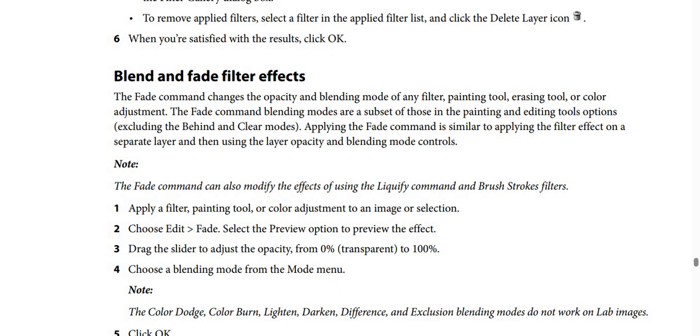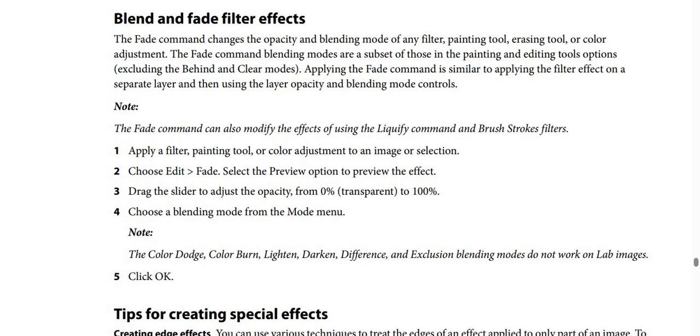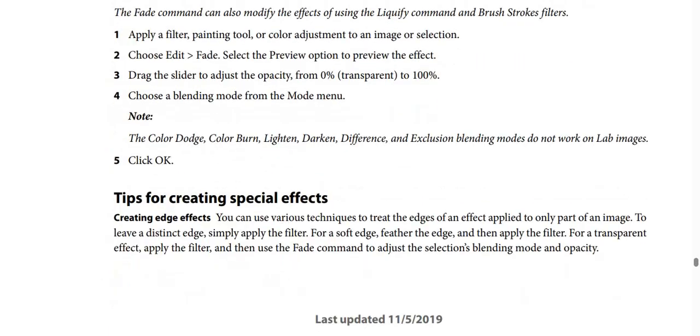After that, step number 4. You should choose a blending mode from the mode menu. And note and be careful please here now. The color dodge, color burn, and lighten, and darken, and difference, and exclusion blending modes don't work by the way on lab images. Step number 5. You should click OK.